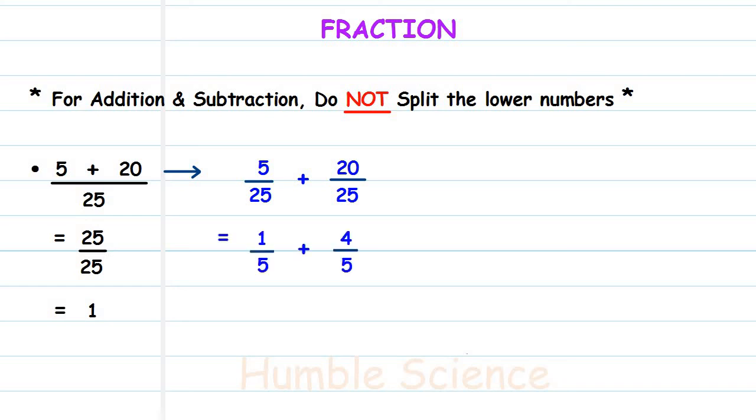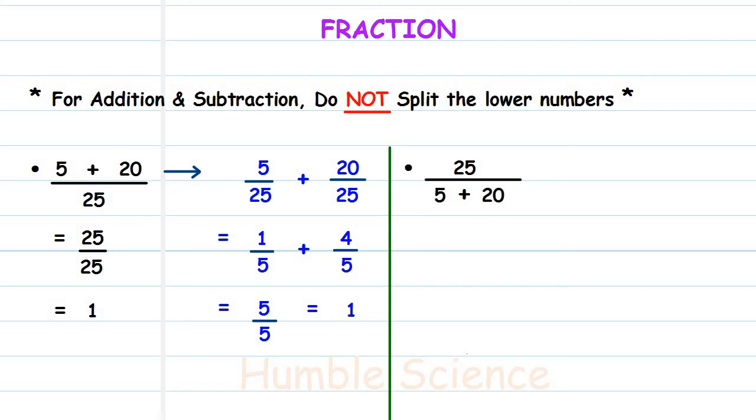And that will be equal to 1 over 5 plus 4 over 5, which is equal to 5 over 5 or 1. So the results are exactly the same. But when we have 25 over 5 plus 20, normally we can also add them up, and we will get 25 over 25, which is equal to 1. But we may not split them into 25 over 5 plus 25 over 20, because right now we are splitting the lower numbers, and we cannot do that. It will give us the wrong result.